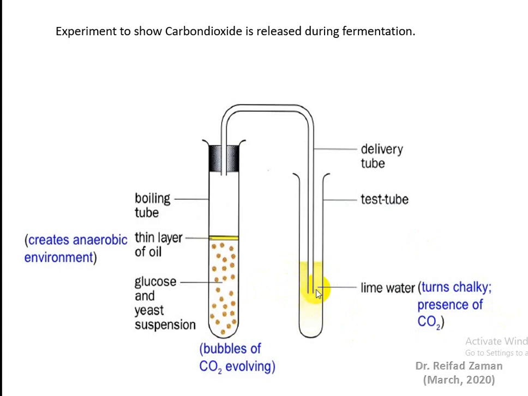So where did this carbon dioxide come from? Obviously it has come from this delivery tube, and this delivery tube got its carbon dioxide from this tube. So where did the carbon dioxide in this tube come from? It came from the yeast. The yeast is a microorganism and it was in the glucose suspension. So the yeast broke down the glucose by fermentation, and as a byproduct of that breakdown, carbon dioxide was produced, and this carbon dioxide entered the delivery tube and reached the lime water and turned the clear lime water milky.